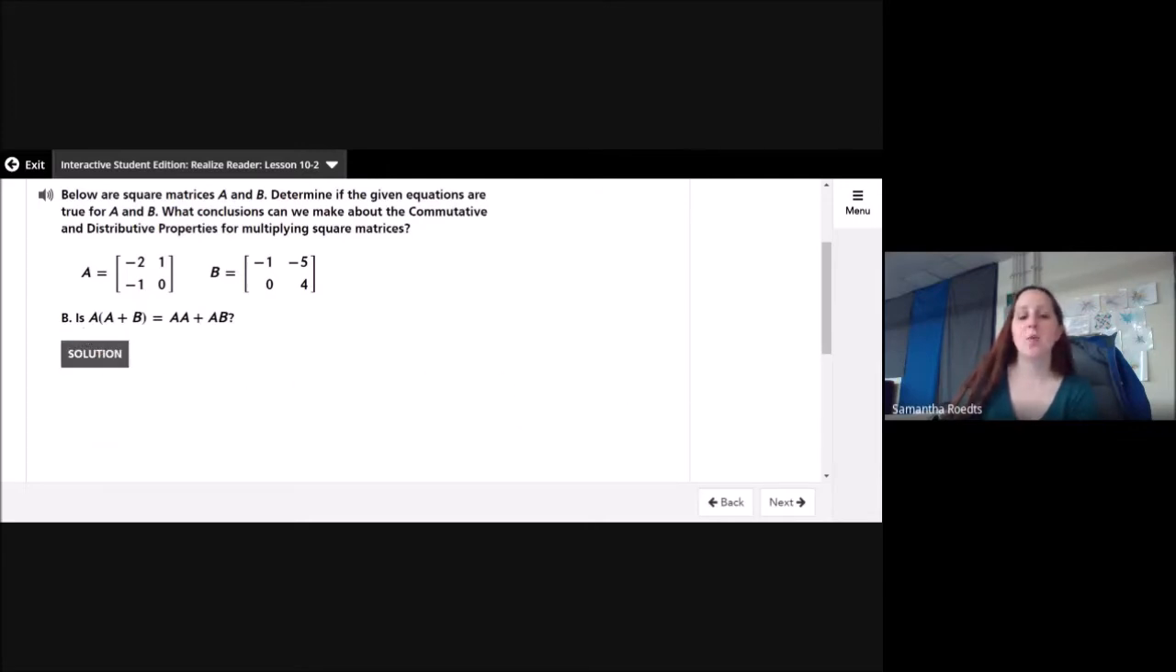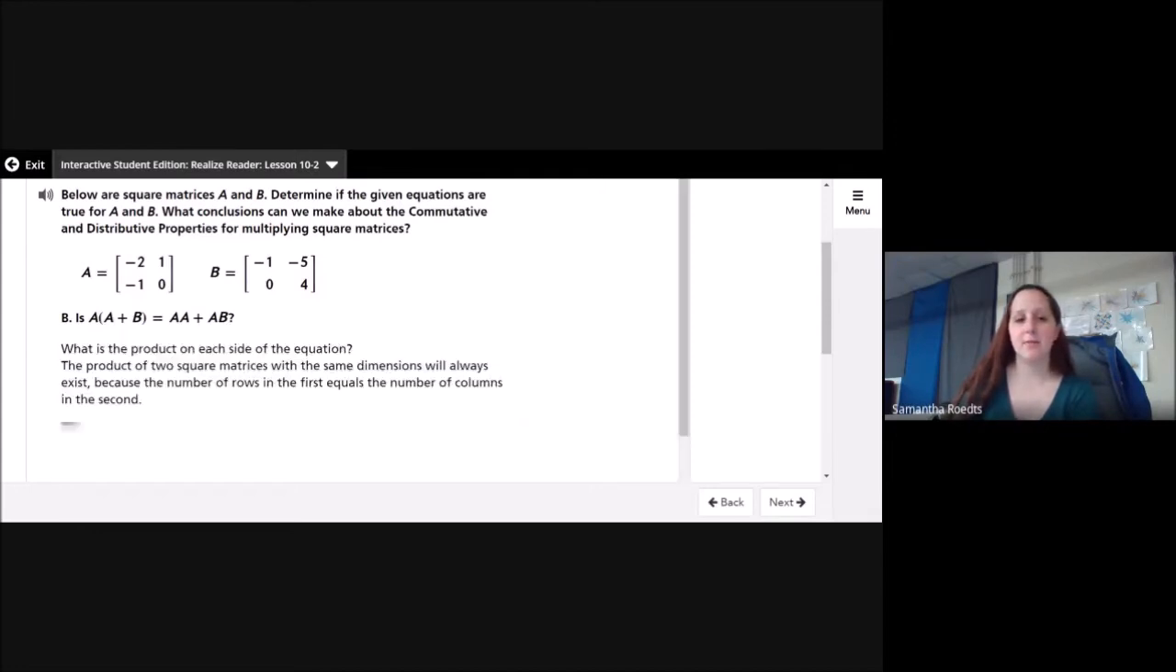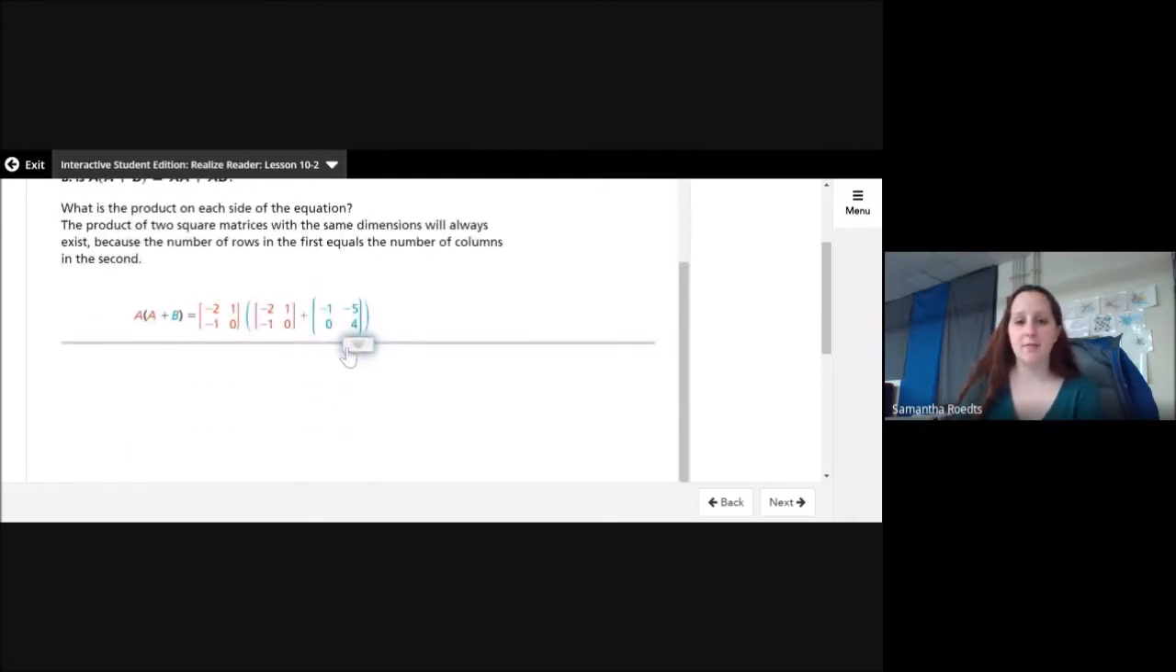So is A times the quantity A plus B equal to A times A plus A times B? What is the product on each side of the equation? The product of two square matrices with the same dimensions will always exist, because the number of rows in the first equals the number of columns in the second. So the first thing I want to do is find A times the quantity A plus B. So I'm going to add A plus B first.